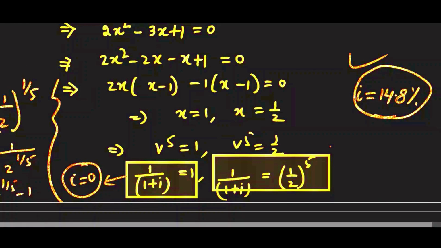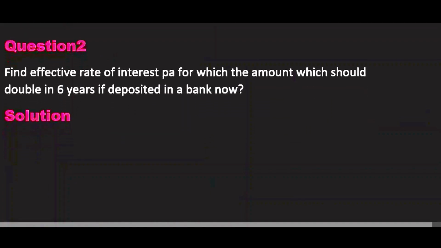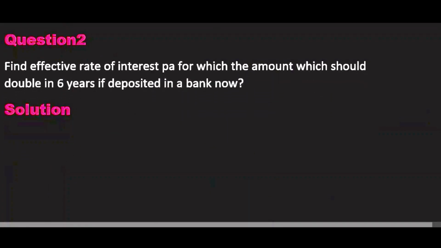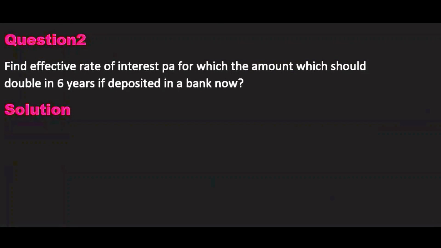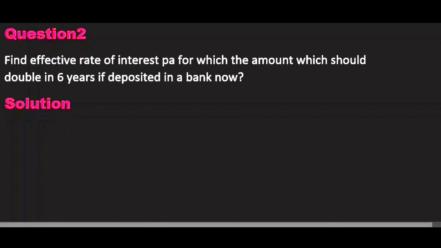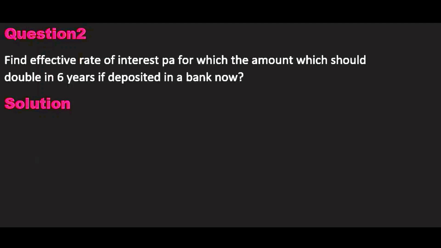Now let's go to the next problem. The question is, find the effective rate of interest per annum for which an amount deposited in a bank now should double in 6 years. What is that interest rate? Suppose you deposit an amount, say 5,000, and you want to get double the amount in 6 years.